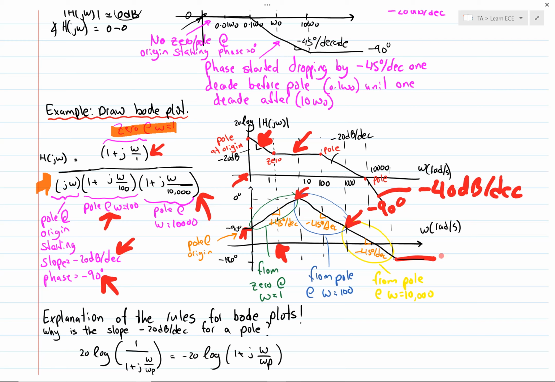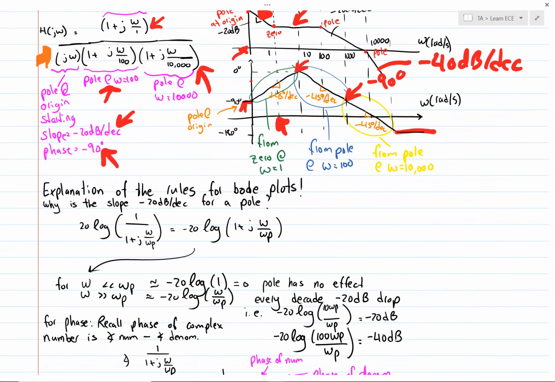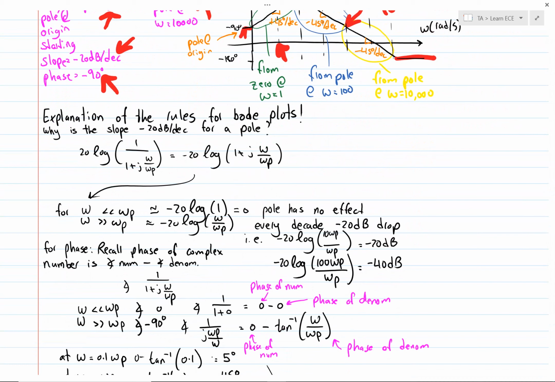Before we go on to looking at how to find the transfer function of a circuit and then draw the Bode plot, let's talk about the rules that I told you and understand where they come from. Because it's easy to say, okay, when there's a pole, the slope changes by minus 20 dB per decade, but let's see how that comes about. Okay, so let's look over here.